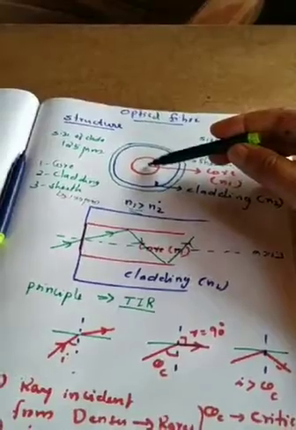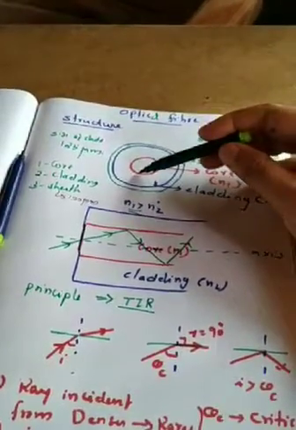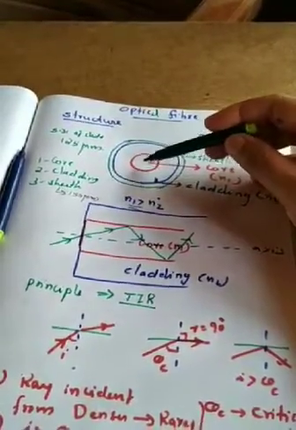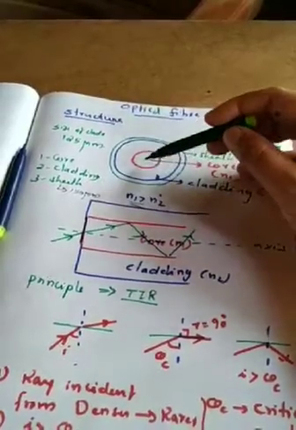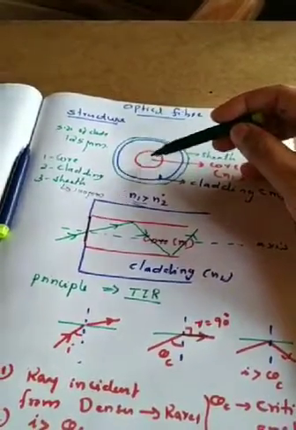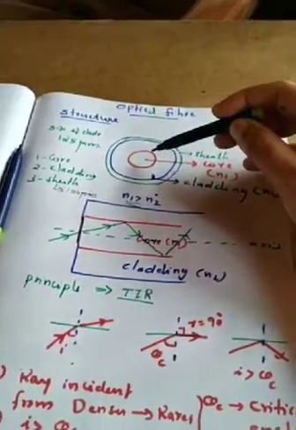Then what is the purpose of the core? Light is propagating through the core itself. Therefore, core acts as a waveguide. The light we send will travel only through the inside of this core. That is why the core is called a waveguide.